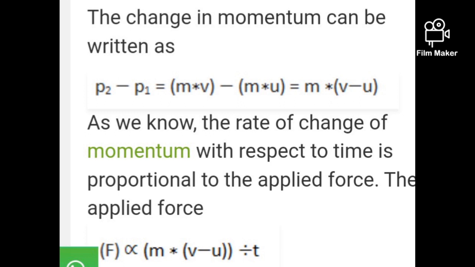Using the values we know, for P2 we have mv and for P1 we have mu. By using these values we get mv minus mu. So m is common in this equation, and we get m(v minus u). As we know, the rate of change of momentum with respect to time is proportional to the applied force. It means the rate of change of momentum, m(v minus u), is proportional to force F.